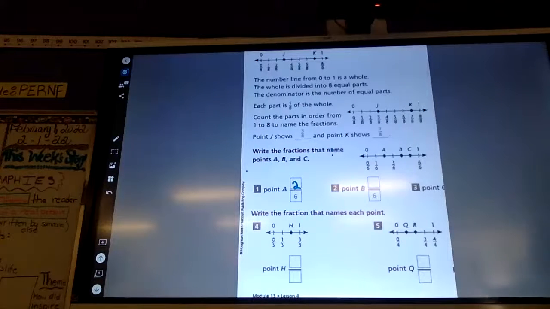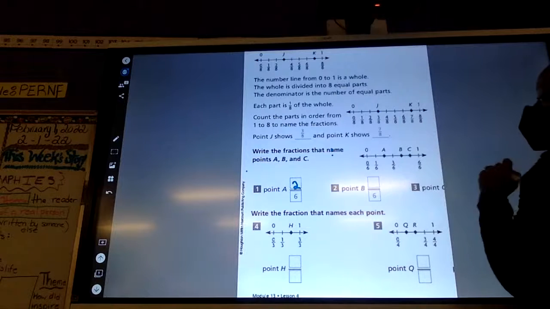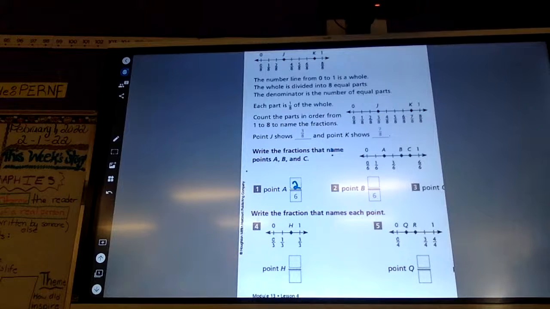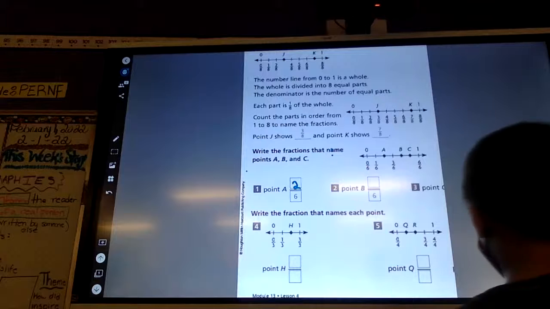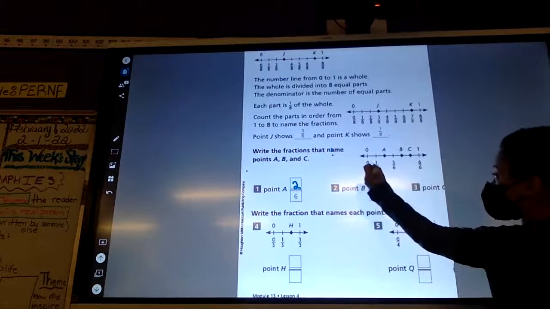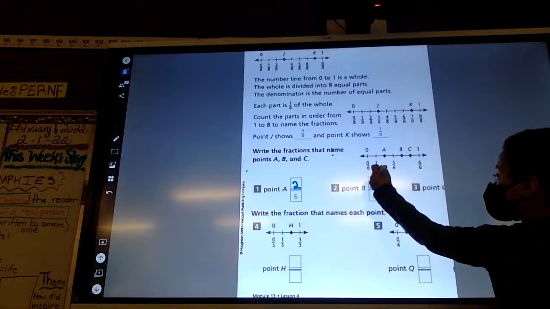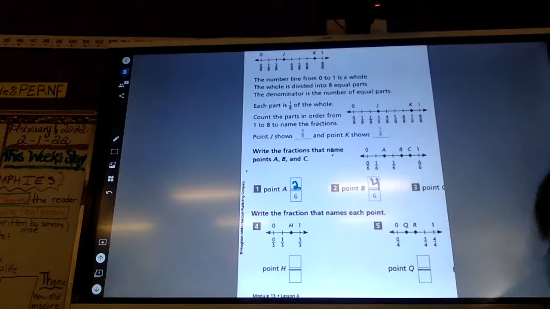All right. Point B. You got 2/6 here, 3/6. I saw your hand earlier. What would point B be? What would point B be labeled? What would come after 3/6? Think about what comes after 3. 4. Okay, so what would that fraction be? Come write it for us. 4/6. So you're going to write it right there. Very good. Give him a hand.